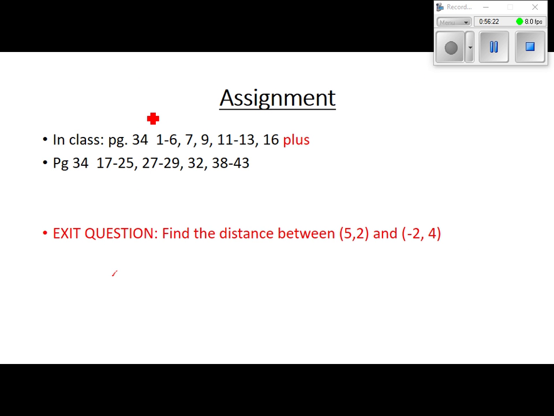All right, write this down, that's your assignment. We're going to skip the exit question again. Make sure you write this down, that's your assignment.